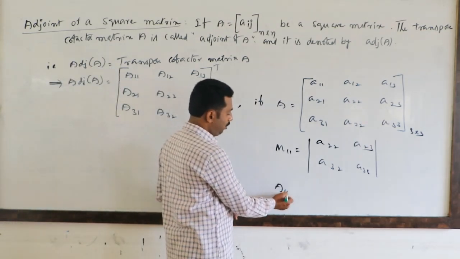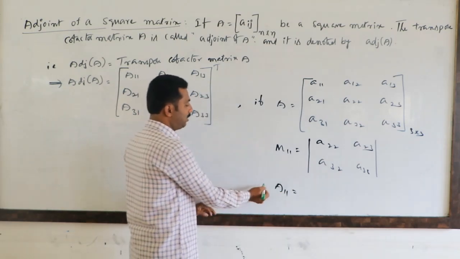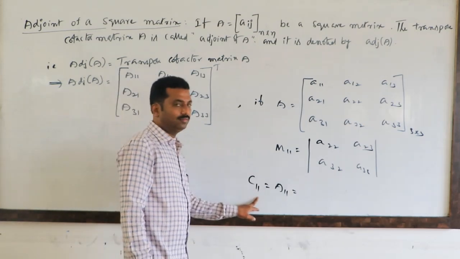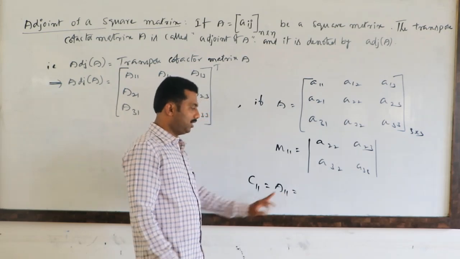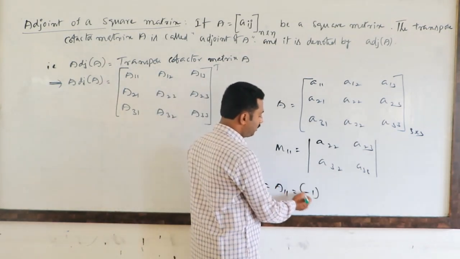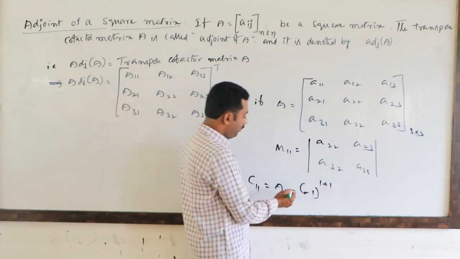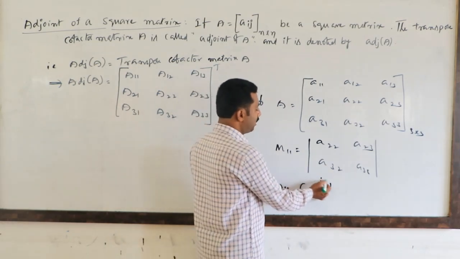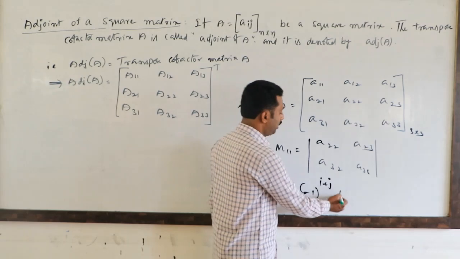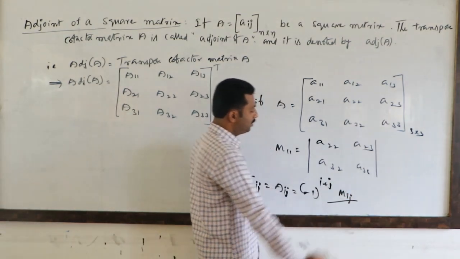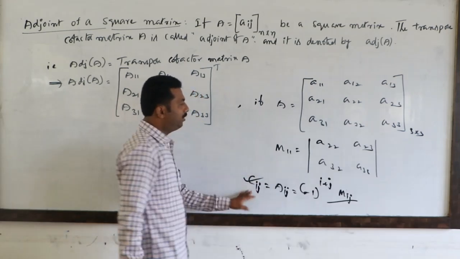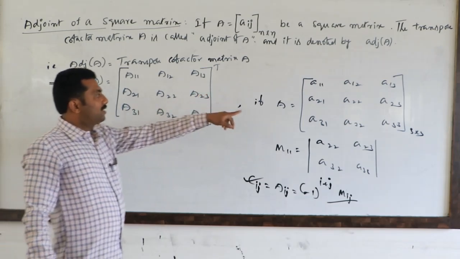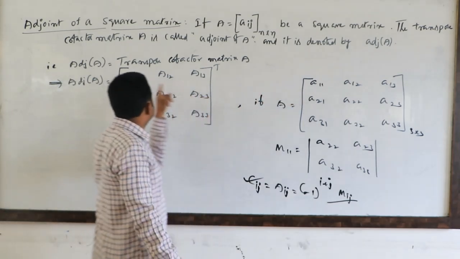Cofactor is denoted by capital letters A11, or some people represent it as C11. This is the cofactor of first row first column. How is it defined? It is -1 whole power i plus j times Mij, if you take Aij. This is the cofactor of elements of capital A. Now you observe, the first row first column element A11 has cofactor capital A11.